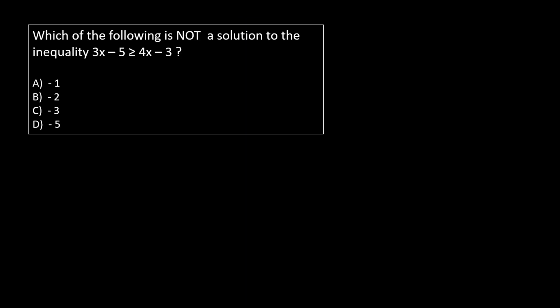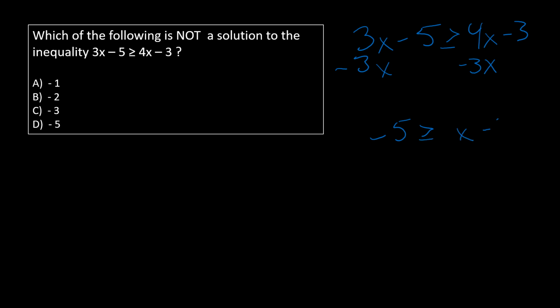Okay, let's keep going. Which of the following is not a solution to the inequality? 3x minus 5 is greater than or equal to 4x minus 3. Do some simple moving around here. I'm going to subtract 3x from each side. Negative 5 is greater than or equal to x minus 3. Pop that 3 over to each side.